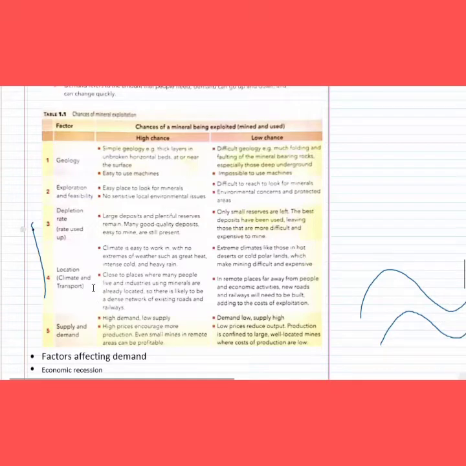Then if we talk about location, we just have two factors, climate and transport. Of course, if you don't have extremes of weather like great heat, intense cold, or heavy rain, it's going to be far easier for you than working in these conditions, right? And then if you talk about transport, after you have extracted minerals, you have to transport it. So if the infrastructure is already developed, we have roads and railways, then it's going to cost the mining company less because it wouldn't have to start from scratch, right?